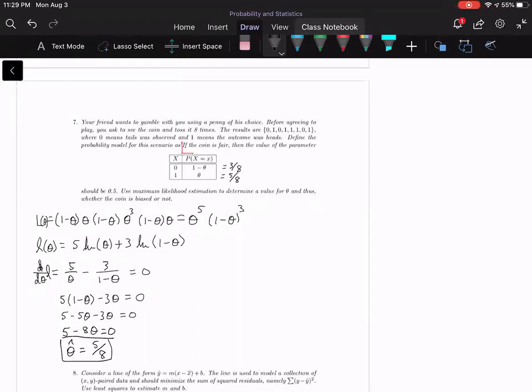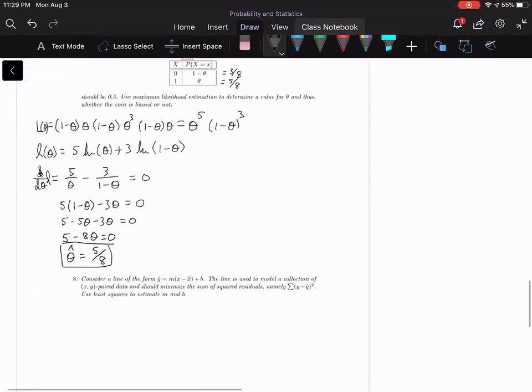And there's only one other example left. So let's take a look at that one. It says, consider a line of the form y hat equals m times x minus x bar plus b. The line is used to model a collection of xy paired data and should minimize the sum of squared residuals. Namely, it should minimize the sum of y minus y hats squared. And we want to use least squares to estimate m and b.